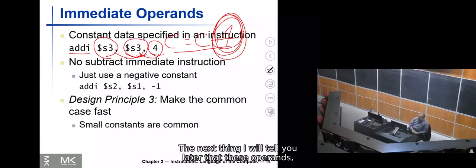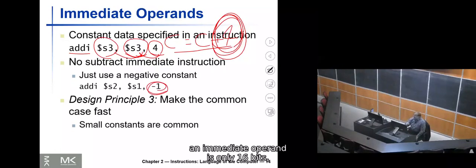And the next thing, I will tell you later that these operands, an immediate operand, is only 16-bit, not a 32-bit value. We are doing 32-bit operations in MIPS. We have a 32-bit machine. But immediate values, these operands, are 16 bits. Why? Who could say why? In addition to this, the common case is a smaller constant.